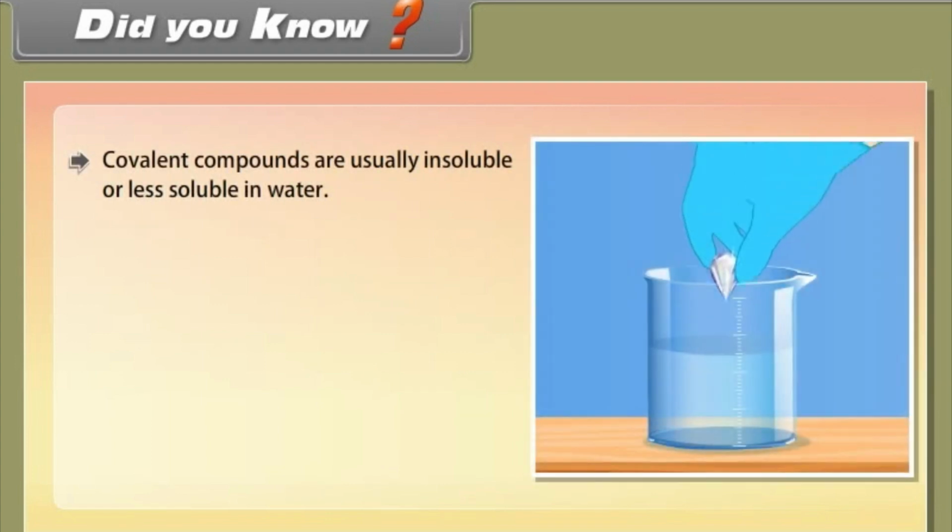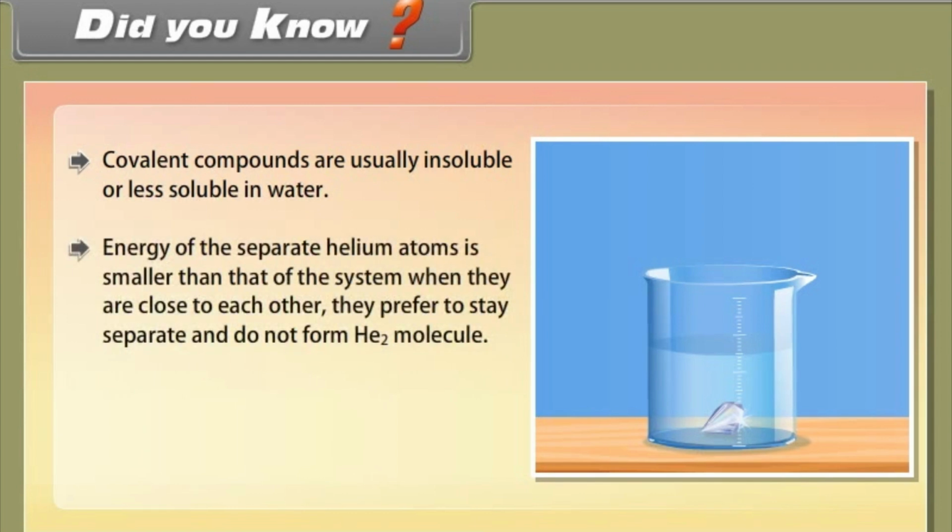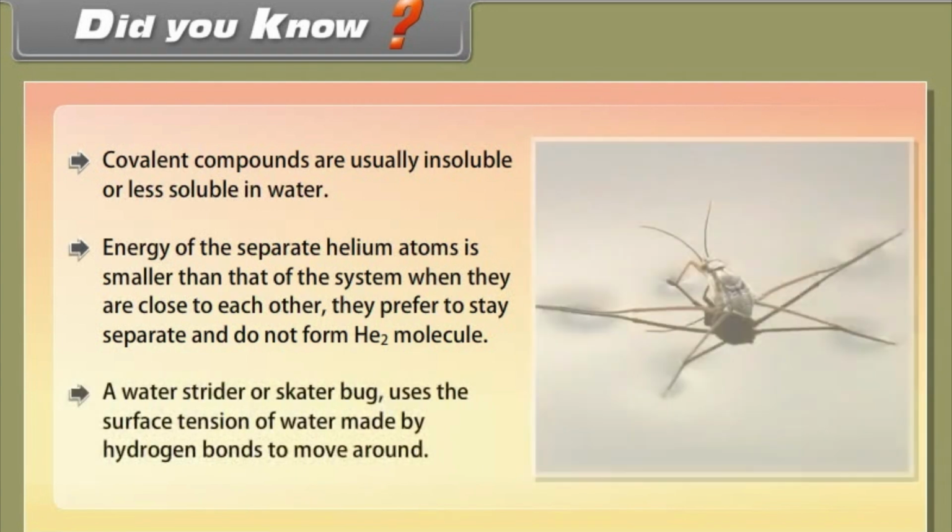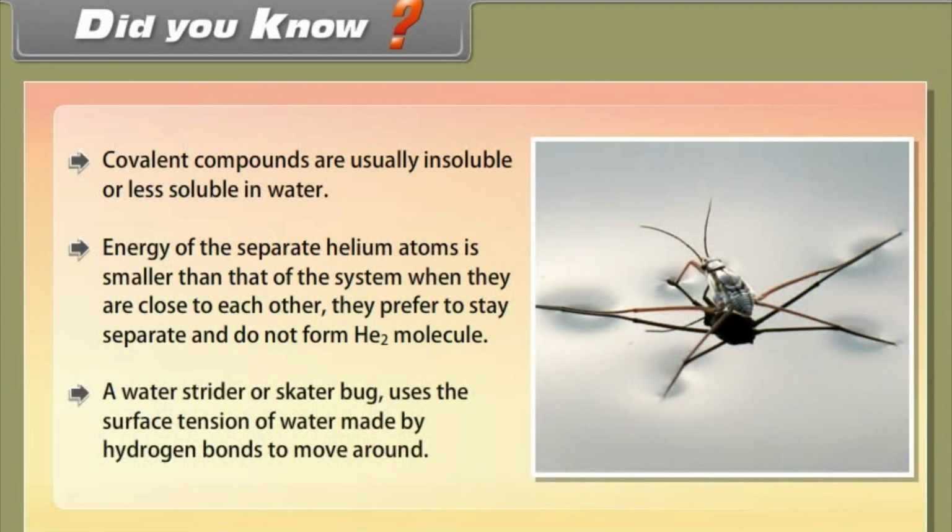Did you know? Covalent compounds are usually insoluble or less soluble in water. The energy of the separate helium atoms is smaller than that of the system when they are close to each other. They prefer to stay separate and do not form the He₂ molecule. A water strider or skater bug uses the surface tension of water made by hydrogen bonds to move around.